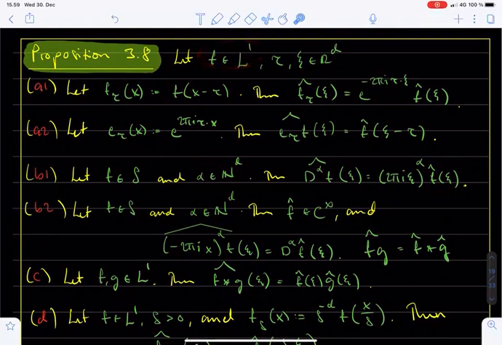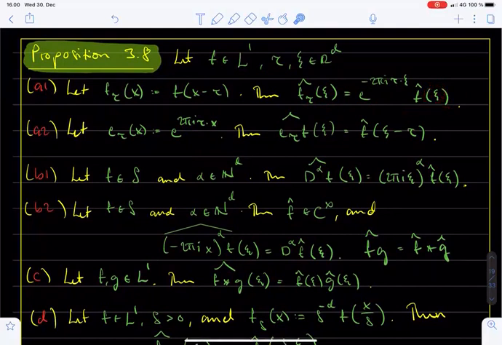Let f be an L1 function and let tau and xi be vectors in R^d. The first statement says, informally speaking, that the Fourier transform turns translation into modulation, which means multiplication by a complex exponential. More precisely, consider the function f_tau whose value at x equals f evaluated at x minus tau. Then f_tau is again an L1 function whose Fourier transform at xi equals e to the power minus 2 pi i tau dot xi times the Fourier transform of f at xi.